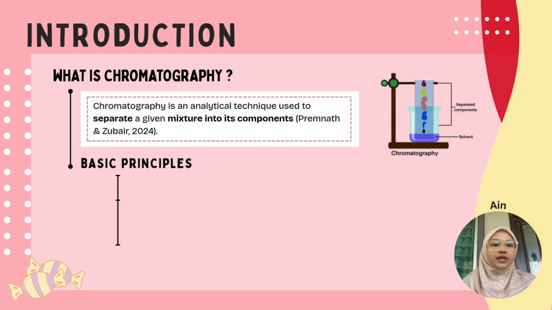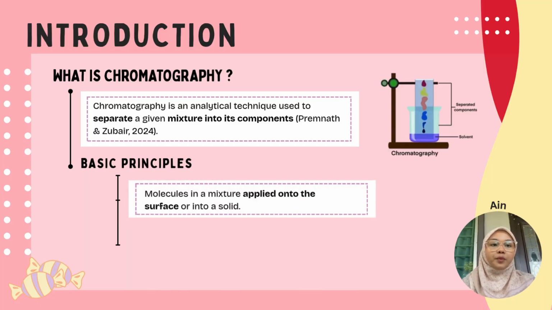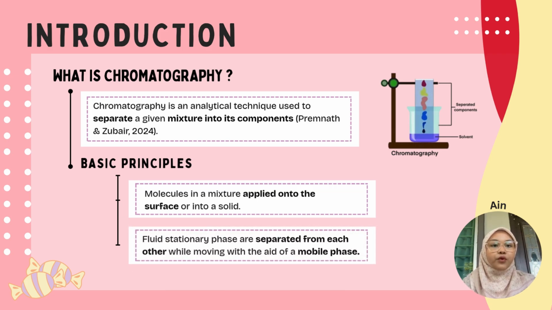Now, let's look at the basic principles. In chromatography, molecules in a mixture are applied onto a surface or into a solid. These molecules then move with the help of a mobile phase while interacting with a stationary phase. The differences in how each component moves allow them to be separated from one another.